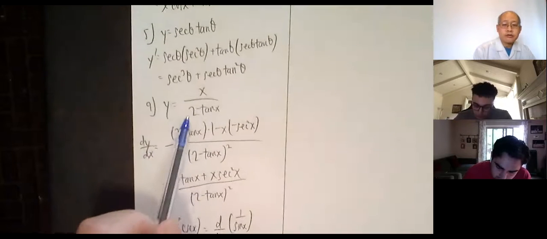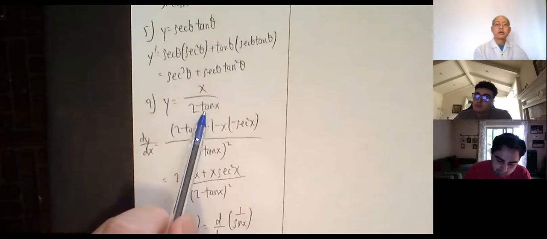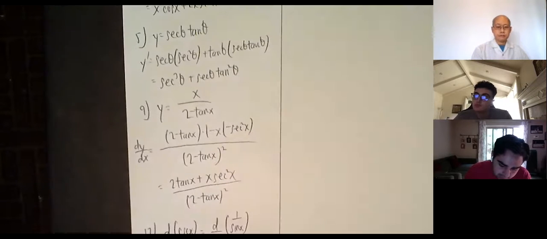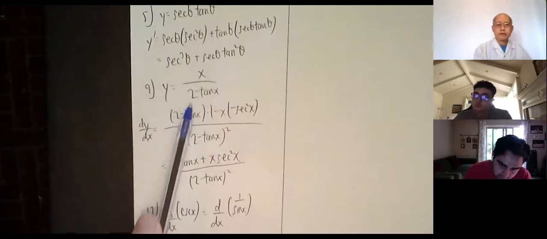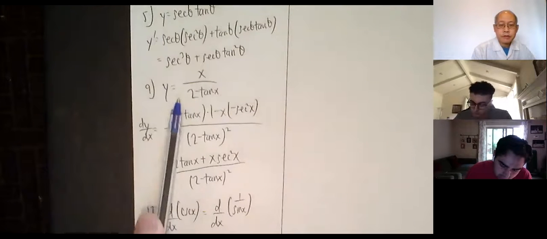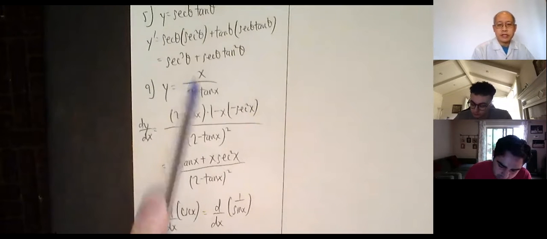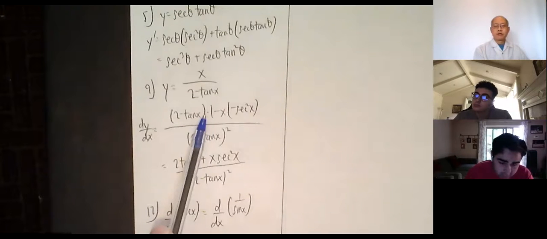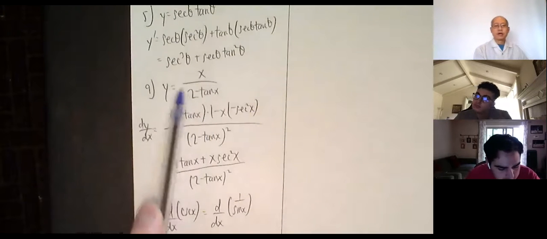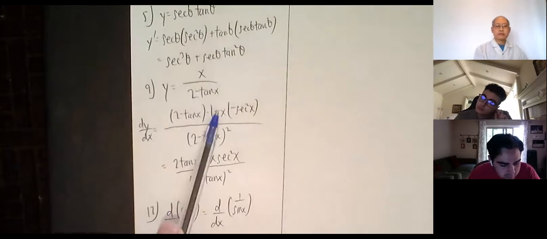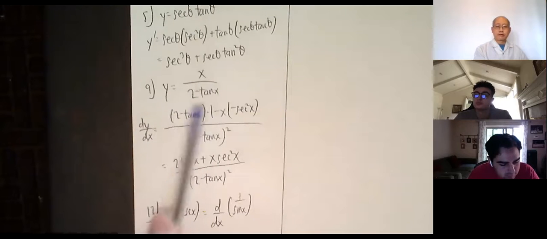Okay, number 9, quotient rule. y equals x over 2 minus tangent x. So that looks like the quotient rule. So quotient rule, denominator times the derivative of the numerator. Derivative of x is just 1, which means you didn't even really have to write it. Minus the numerator, x, times the derivative of the denominator.